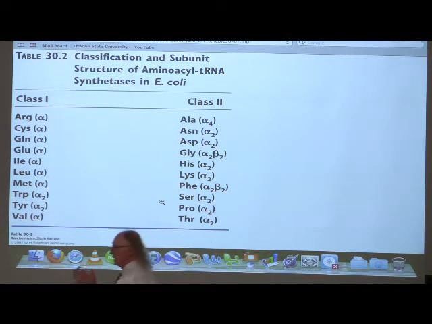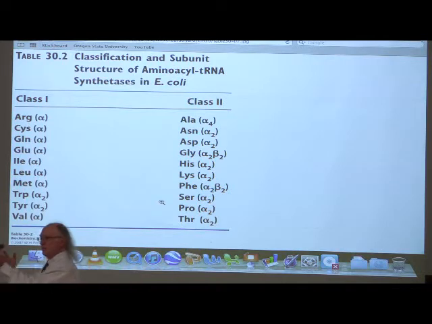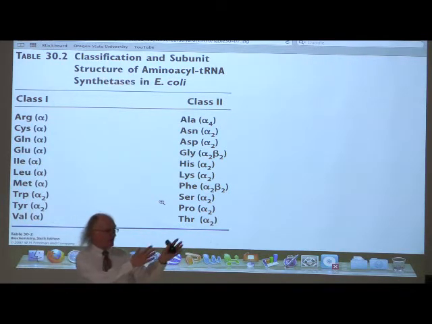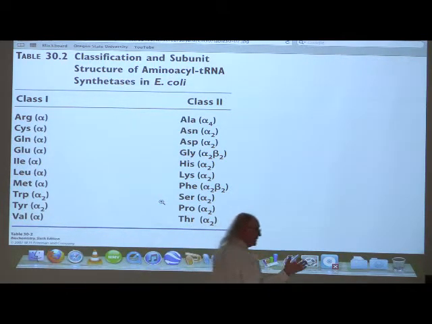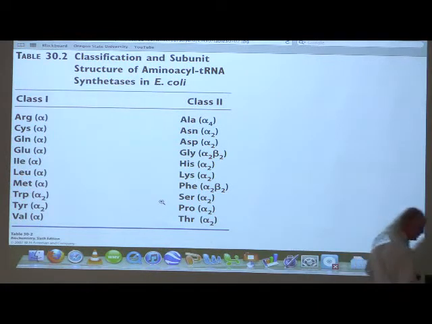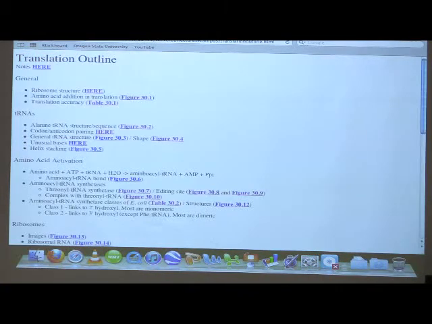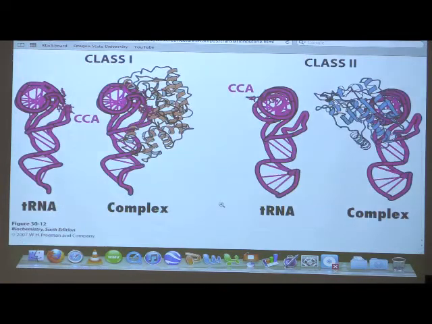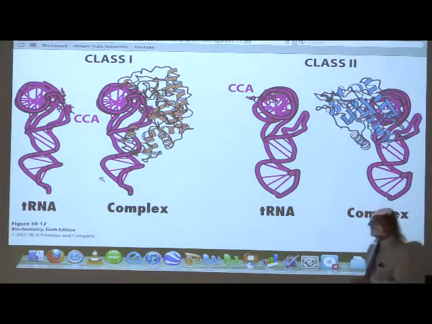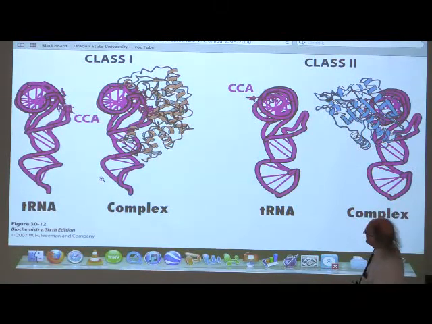Now, that means that the amino acids are in slightly different positions depending upon whether they're on the 2' or the 3' end. It appears to have no significant effect on translational efficiency, but it is interesting to note that they come on in different ways. The two different enzymes also bind to and recognize things in slightly different ways. Class 1 looking like this, class 2 looking like this.